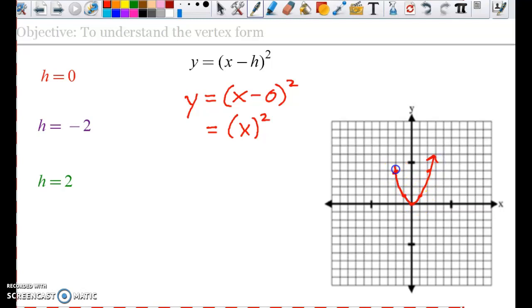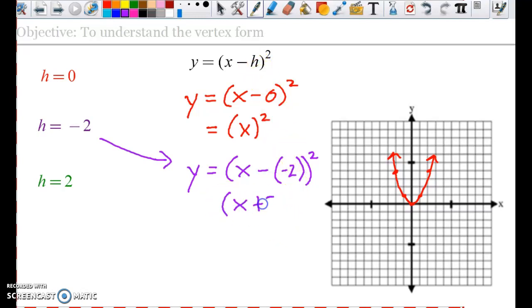But what happens when I put in a different h value? What happens if I use h as negative 2? Remember, my original function was x minus h, and h is negative 2. So then I get y equals x plus 2 squared.